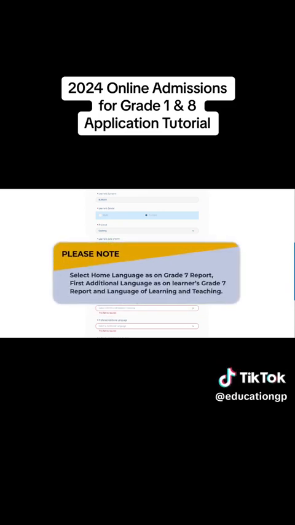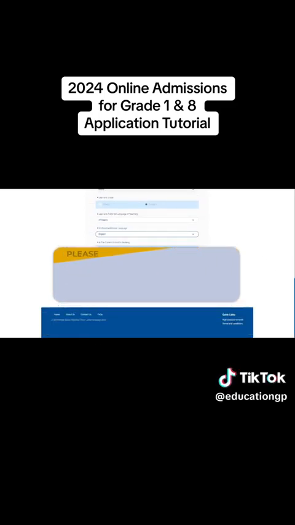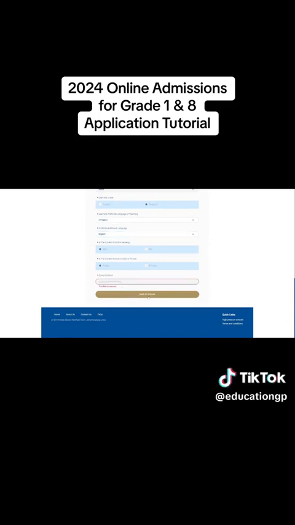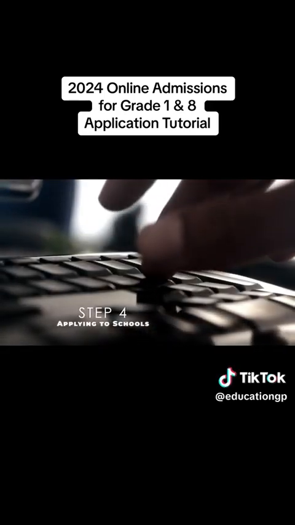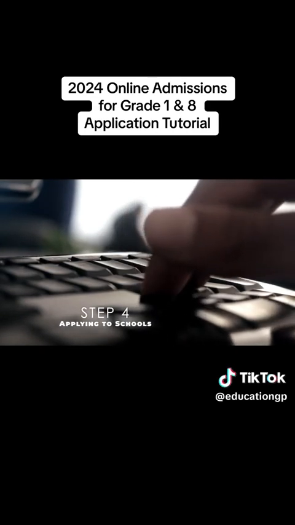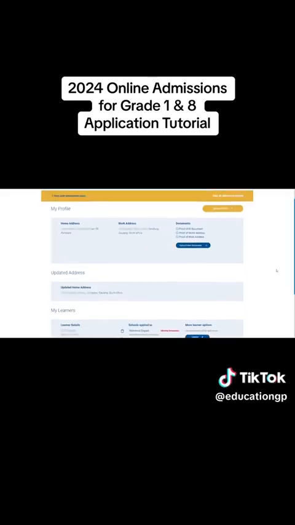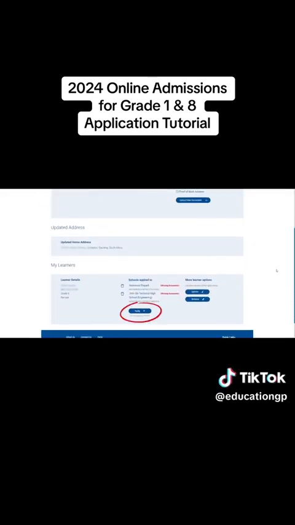Select Home Language as on Grade 7 report, First Additional Language as on Learner's Grade 7 report, and Language of Learning and Teaching. After you've filled in all the compulsory fields, you need to click on the Apply to Schools button. Step 4 is Applying to Schools. In this step, you need to apply to schools by completing the school application form online.